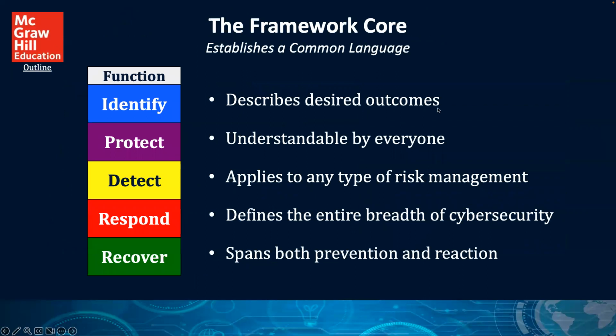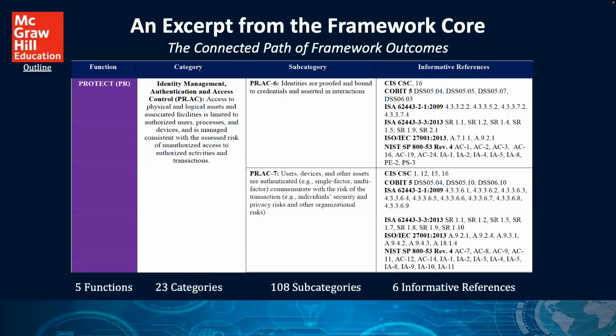Describing the desired outcomes is what the identify function deals with. For the protect, it needs to be understandable by everyone. It needs to apply to any type of risk management. It defines the entire breadth of cybersecurity, and it spans both prevention and reaction. So we have the functions, and all of those need to be within the framework.